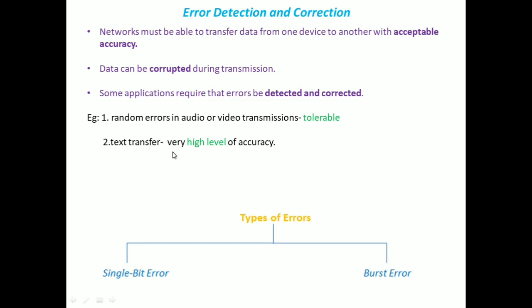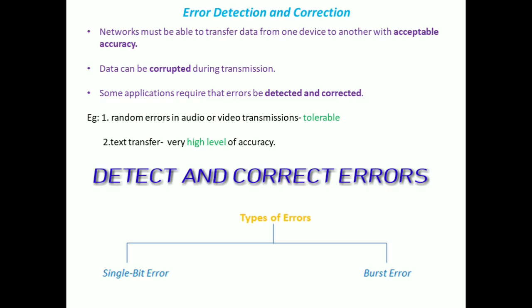If I am going to send you "hello" and it is received as "what", it has no meaning. At this moment, a very high level of accuracy in data transfer is needed. So what I wanted to say is that when data is being transmitted from sender to receiver, there will be some errors. Now the aim of the data link layer is to detect and correct the errors.